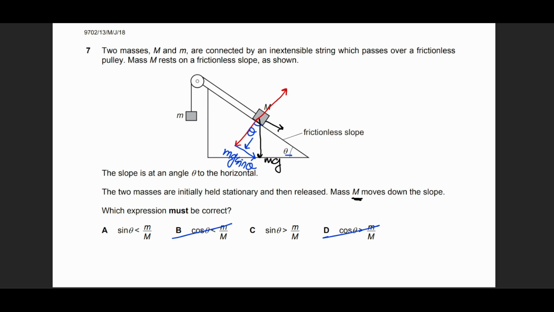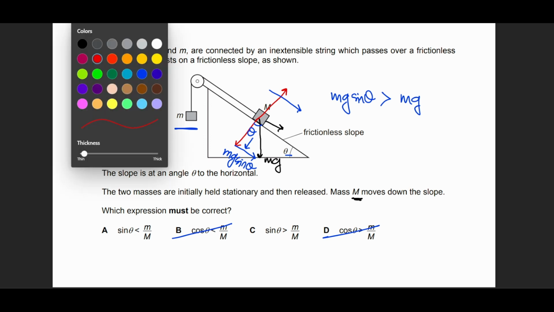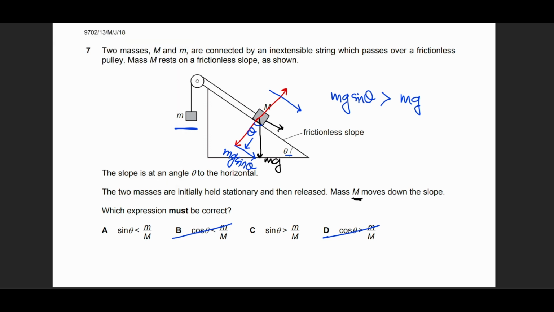Now, if this system is moving downwards or is accelerating downwards, that means that this mg sine theta force must be greater than this mg force, right? In order for this to be accelerating, or in order for this to eventually start moving, right? So it says that it is held stationary, but it starts moving. That means one of the forces is greater than the other.